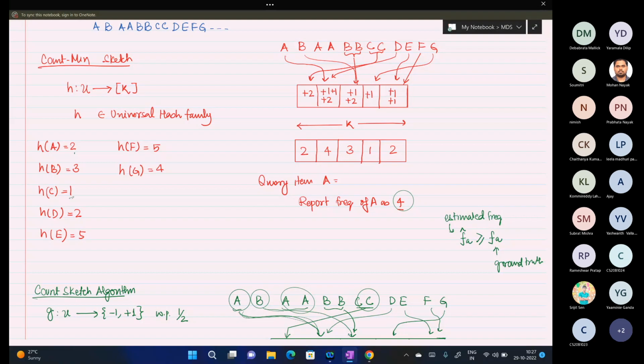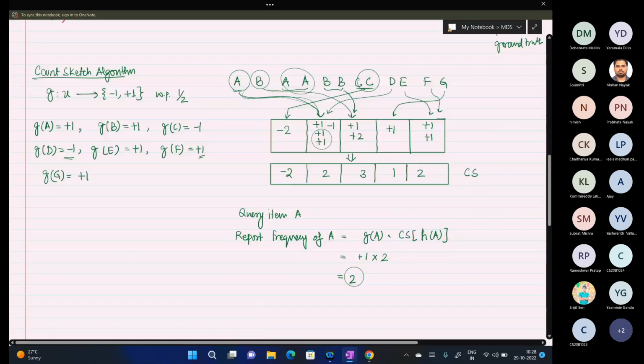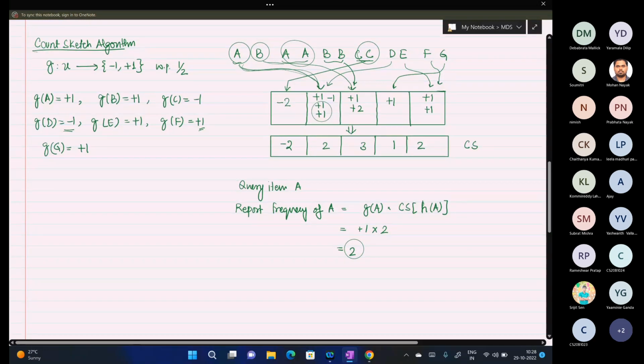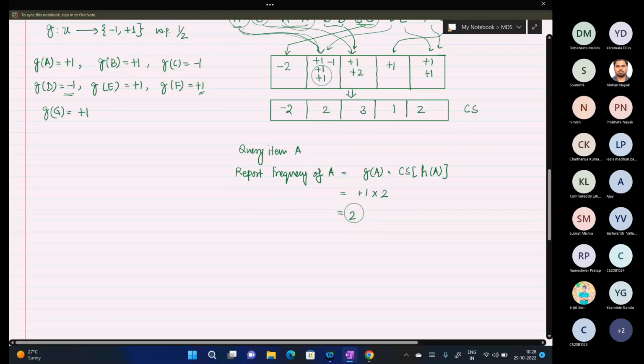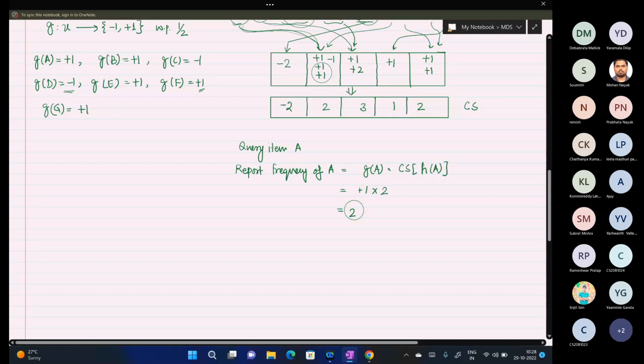Any more questions on this algorithm? So roughly you can think of the count sketch algorithm as count min sketch plus one sign function, and that's all. Now we'll try to analyze this count sketch algorithm. We'll first define its estimator, calculate its expected value and variance, and show the concentration.